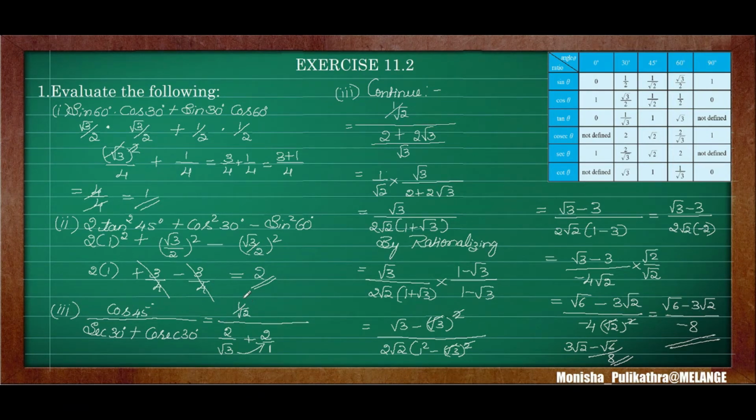So cos 45 is 1 by root 2, secant 30 is 2 by root 3, and cosecant 30 is 2 by 1. Okay. So next I will be taking the LCM of it. So by taking LCM it will become 2 plus 2 root 3, that is, it will just cross multiply here. So 2 plus 2 root 3 whole divided by root 3. Here nothing will cancel because the numbers are different. So I will be taking the reciprocal of it. So 1 by root 2 into root 3 divided by 2 plus 2 root 3.